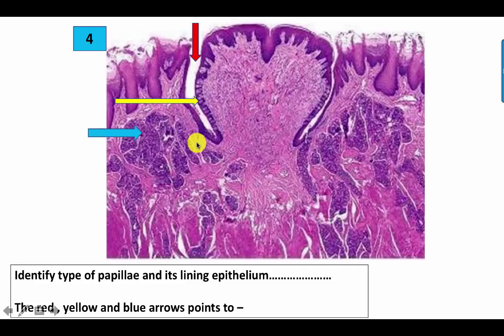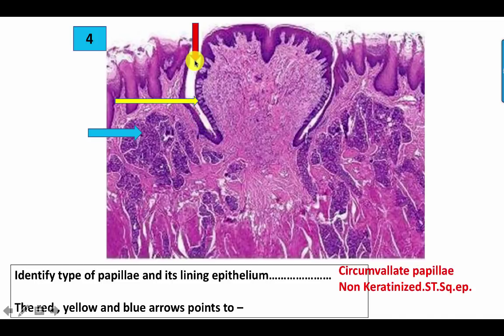And this is a very famous papilla, the circumvallate papilla. Its lining epithelium, of course, is non-keratinized stratified squamous epithelium. It is not projecting on the surface. It has the same shape as the fungiform, broad at the top and narrow at the base, but it is surrounded all around by a valley or groove.